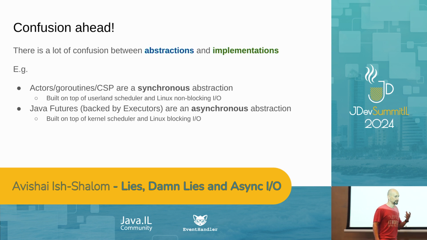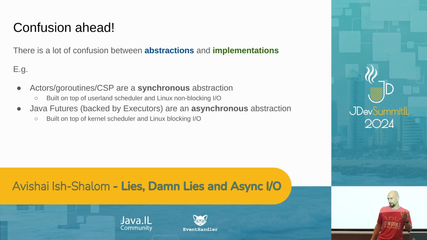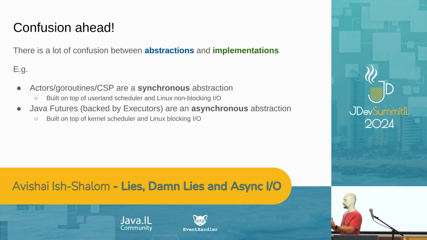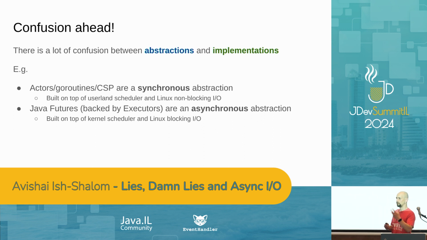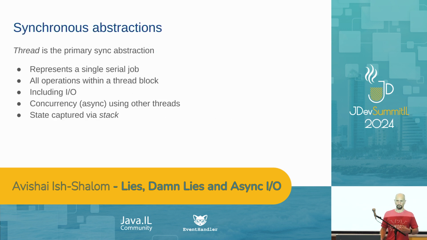As opposed to this, Java futures, which are usually backed by executors and threads, are an asynchronous abstraction that's built on top of kernel scheduler threads, which basically means blocking I/O. Okay? So you can actually use different implementations, blocking or non-blocking, and create asynchronous or synchronous models on top of them. So we need to understand the difference.